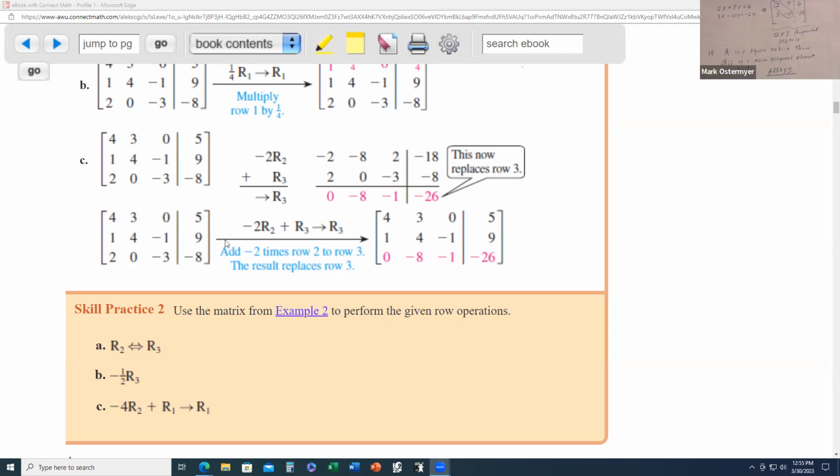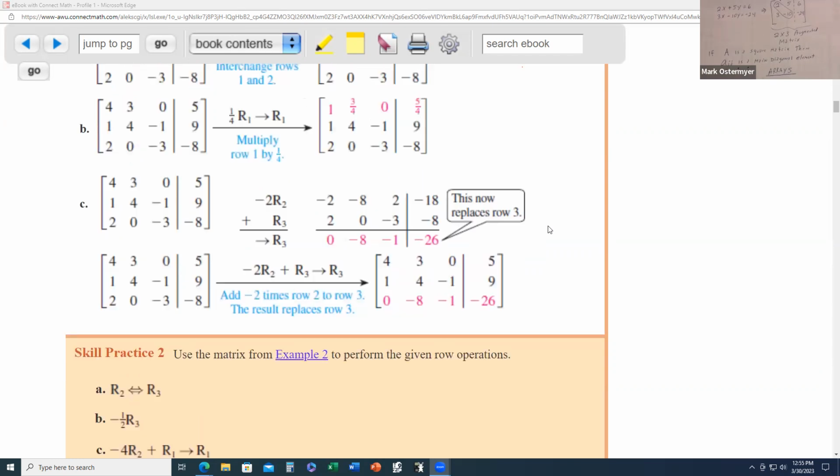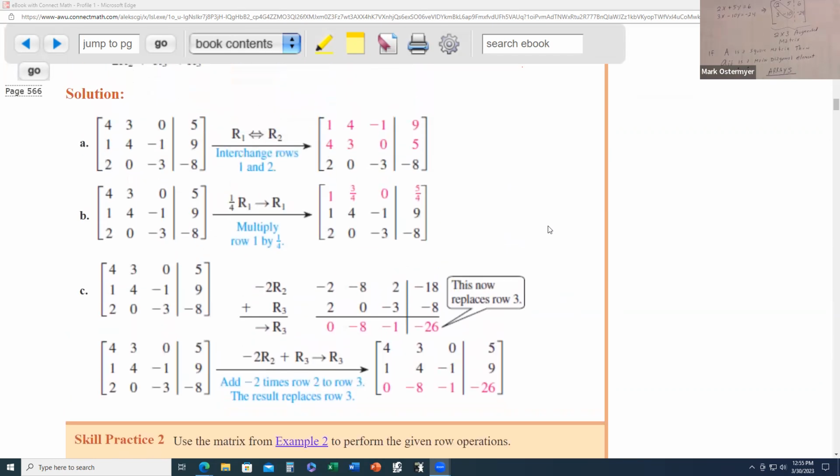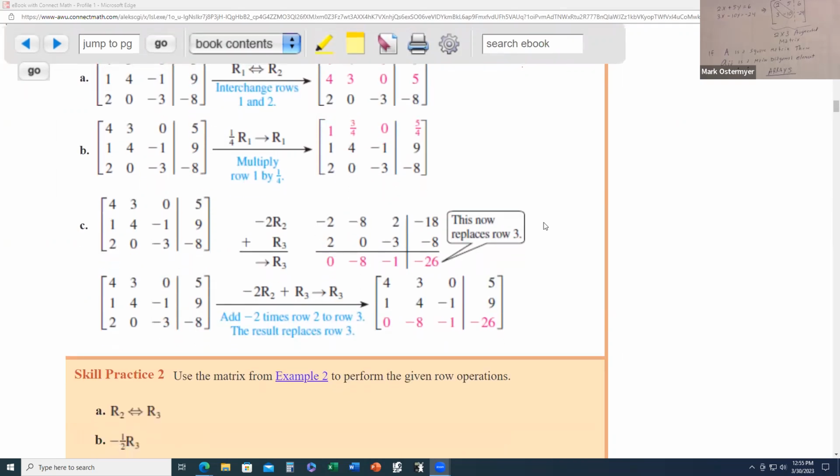Notice row 2 has not changed. We used row 2 to change row 3. Only row 3 changed. So, ladies and gentlemen, are these making sense? These are the 3 elementary row operations that are applied to a matrix in transforming it into an equivalent matrix. All right, so those are the 3 elementary row operations that we need in order to solve systems of linear equations using matrices.